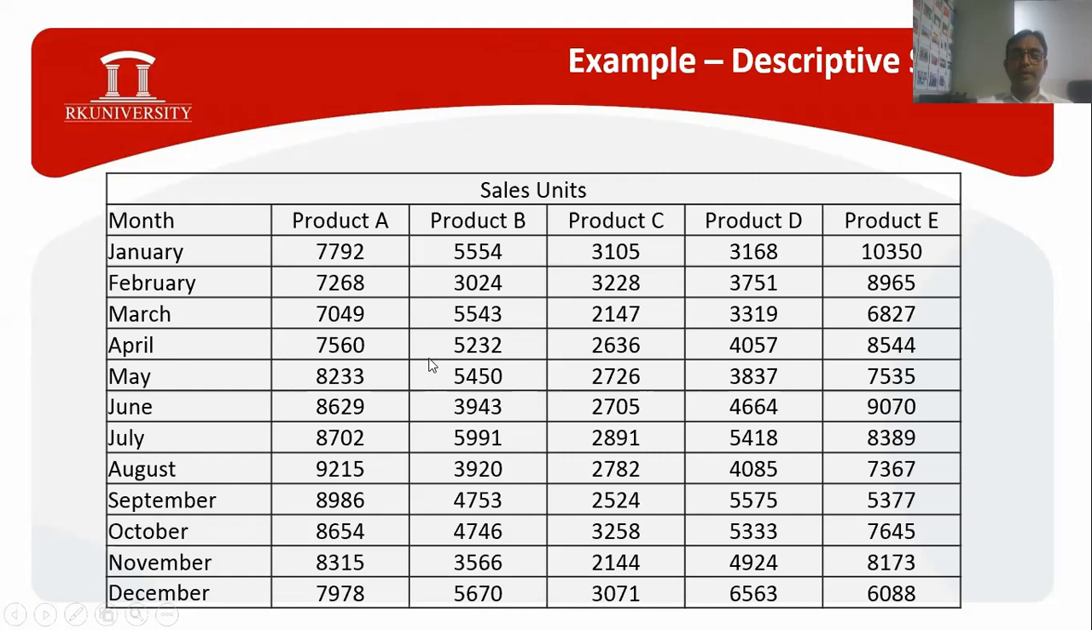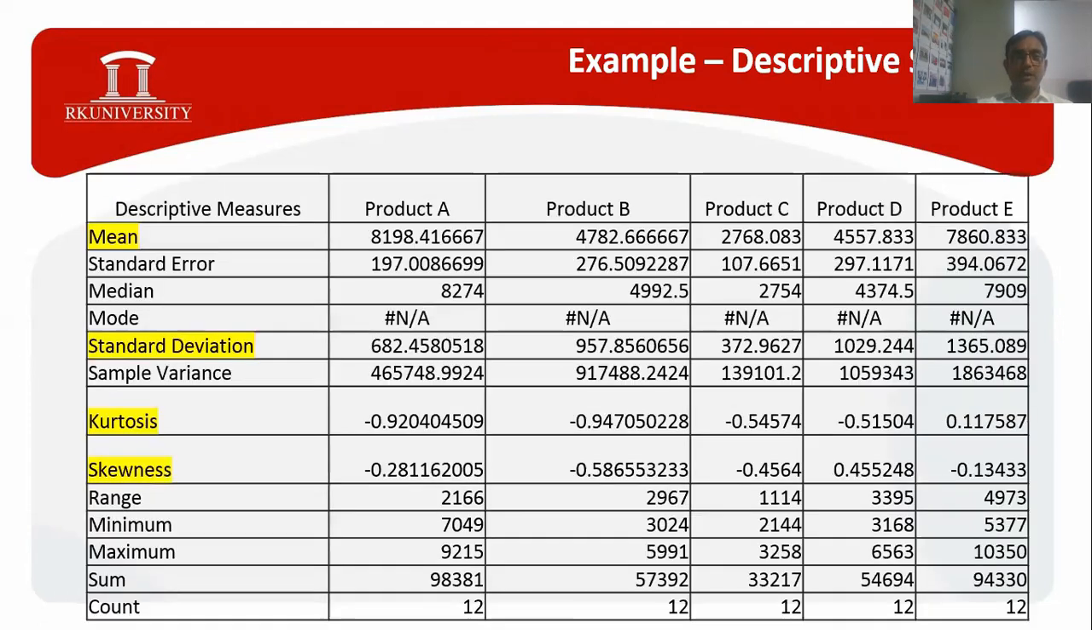So we can take the help of statistical software like Excel or SPSS to calculate various descriptive values. In the next slide, this is an output which has been generated by Excel. Now we can easily make some decisions. From the mean value, the highest mean is of product A, which is 8198.42 thousand rupees, whereas the lowest average sales is of product C, which is 2768.083 thousand rupees.